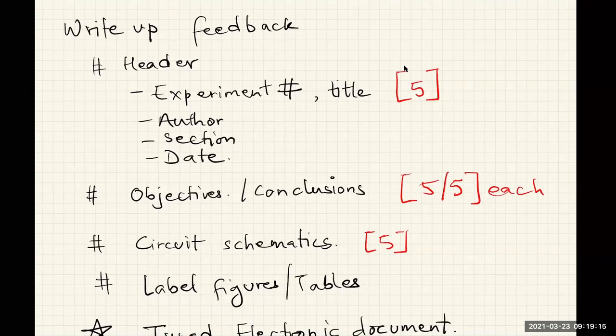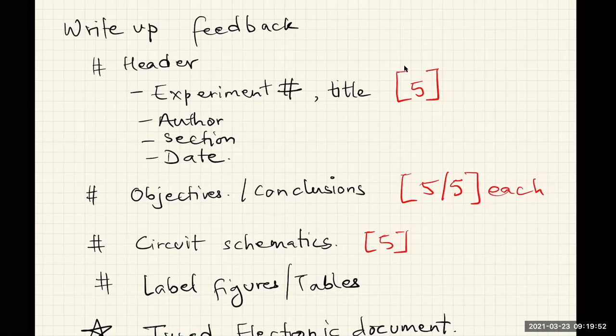The first thing is a header, and this header should include the experiment number and title, author, section number, and the date that you're submitting this. This header is not just isolated to this course. You're going to have to include author, date, and title anytime you write up a document. So make sure you're including this, and it's worth 5 points for any submission.